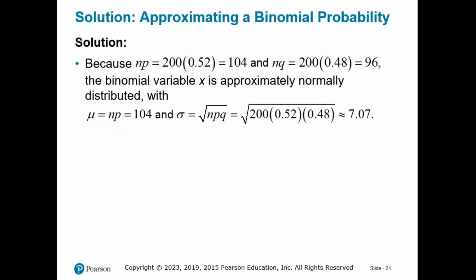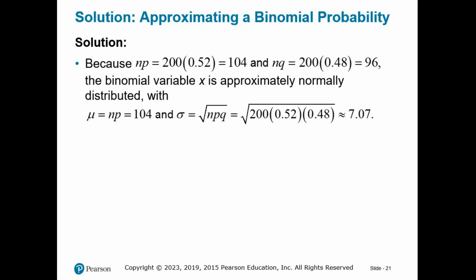Our next step is to see if it's eligible to be normally approximated. Well, N times P is 200 times 0.52, which is 104, and N times Q, or 200 times 0.48, is 96, so both are greater than 5. So it is eligible, and the binomial variable x is approximately normally distributed. Then we calculate mu and sigma with our formulas. Mu equals 104, and sigma is the square root of 200 times 0.52 times 0.48, which is about 7.07.